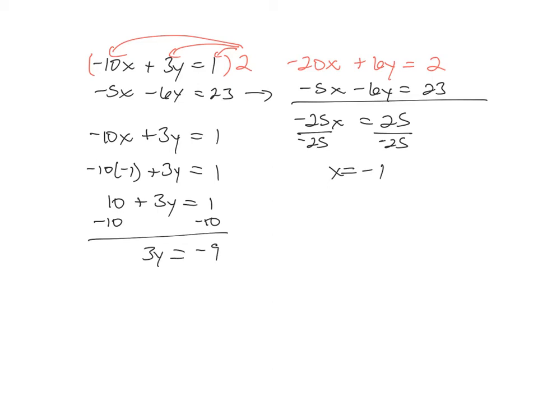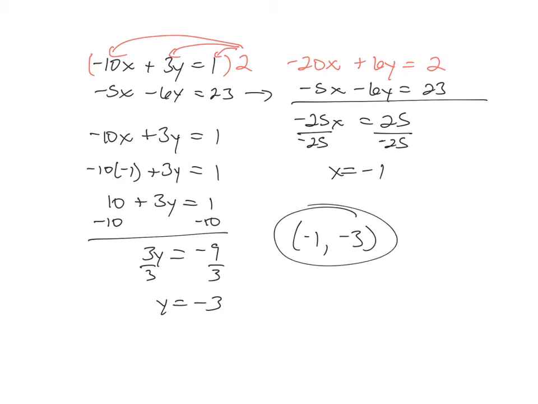Minus 10 is negative 9. Divide by 3, and we get negative 3. So then combine your x and y to make the coordinate. Okay.